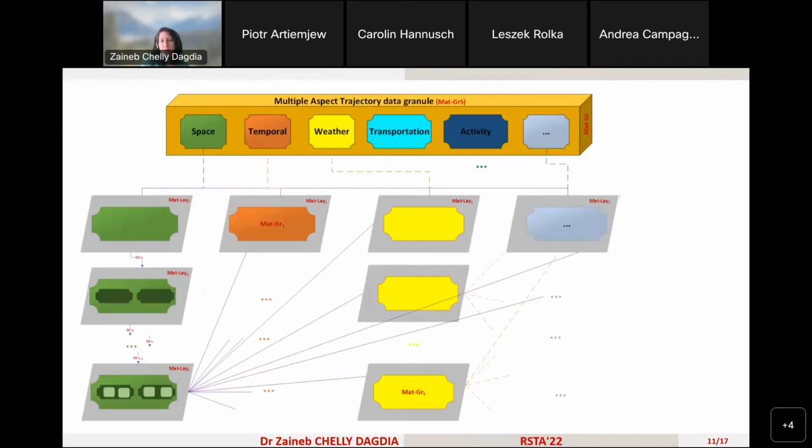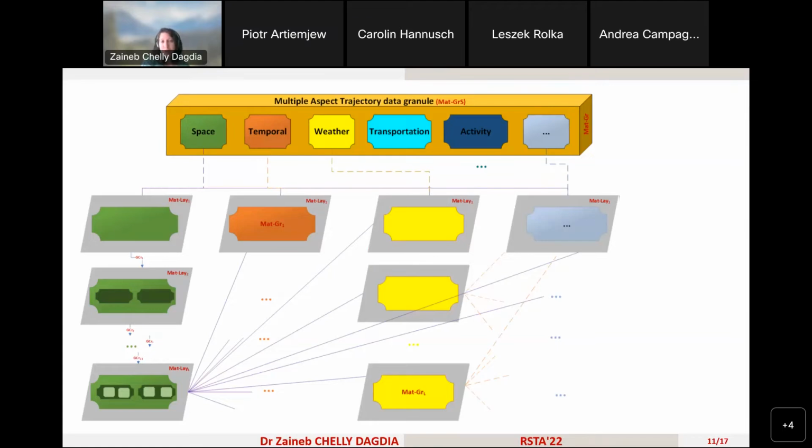Here, for instance, this is the framework that we currently propose. So you have here the different dimensions: space, temporal, weather, transportation, activity, etc. And then we have represented it in a structure of a tree or a network or graph. So you can imagine whatever structure that you can use, which is composed of different layers. Each layer can represent a data granule, and then the second layer will be composed of subgranules of the layer above, etc. And then the connection or the relations or the similarity between the different granules can be represented by these edges that you see between the different layers or between the granules or the subgranules.